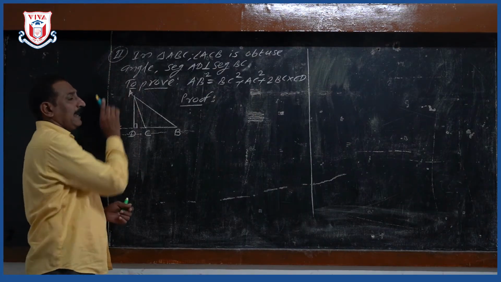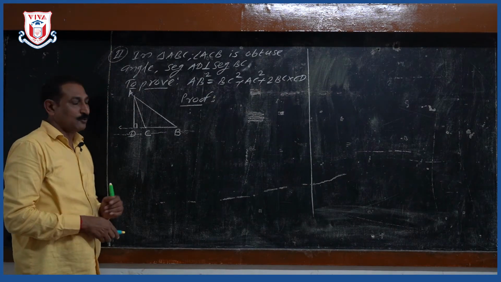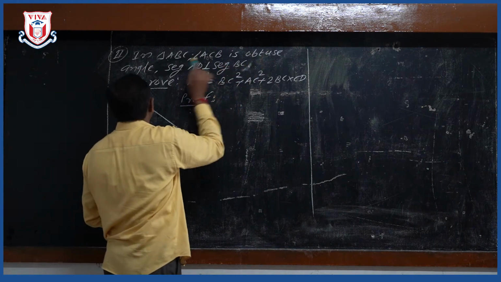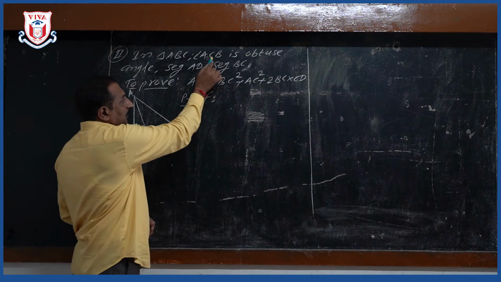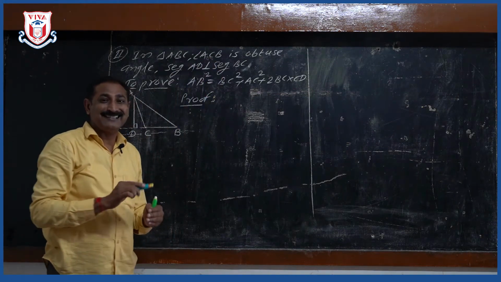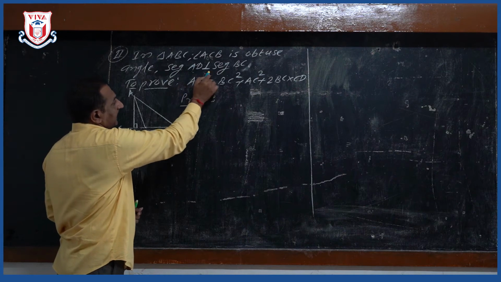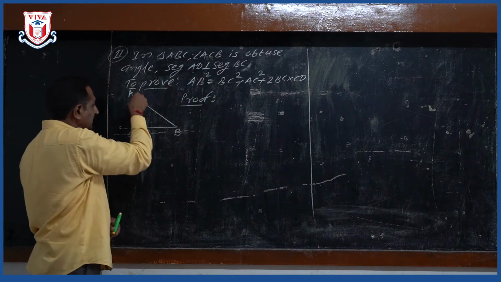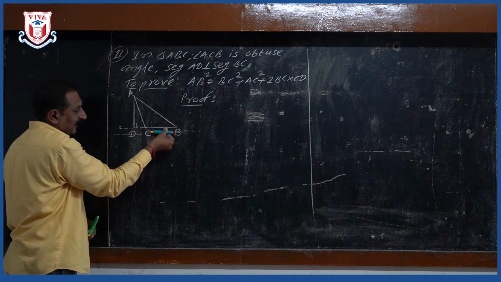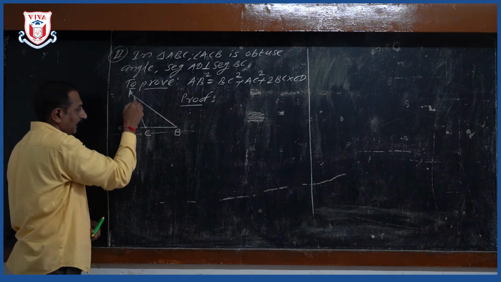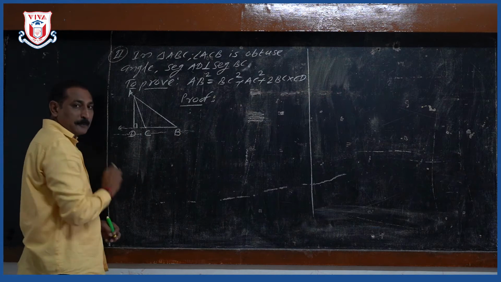Now, the second application of Pythagoras theorem. In triangle ABC, angle ACB is an obtuse angle, meaning the measure of this angle ACB is greater than 90 degrees. Segment AD is perpendicular to segment BC. This AD is perpendicular to side BC. I extend BC side here in this way. That's why I draw AD perpendicular to BC.